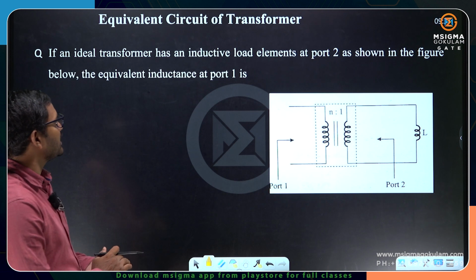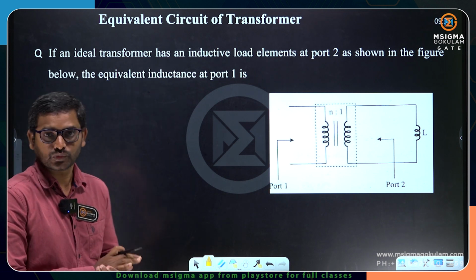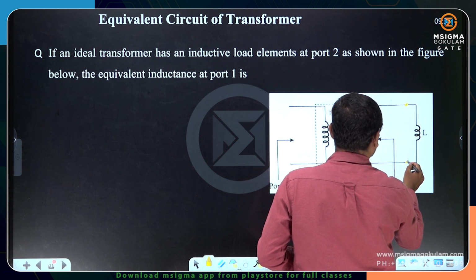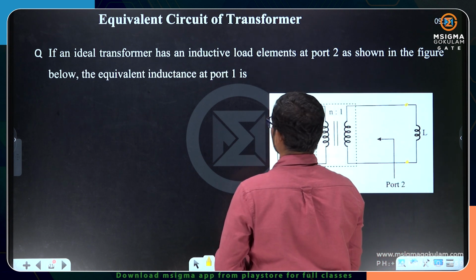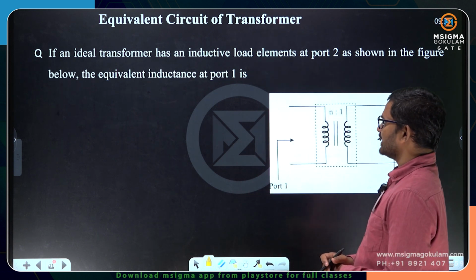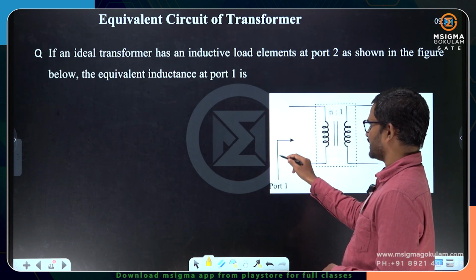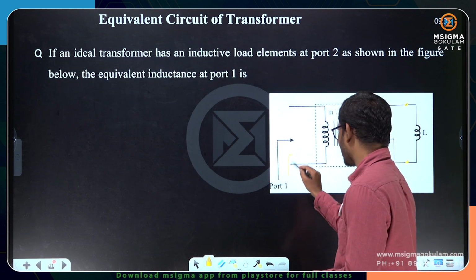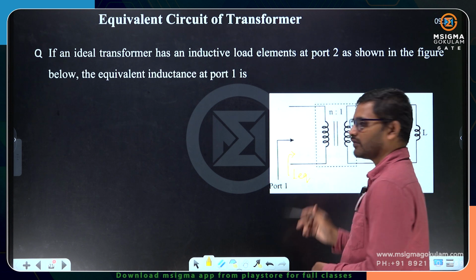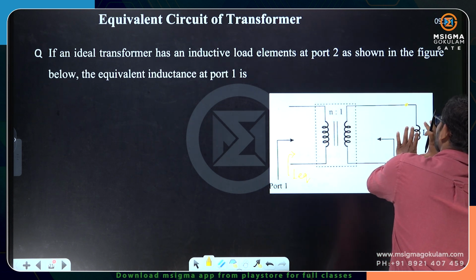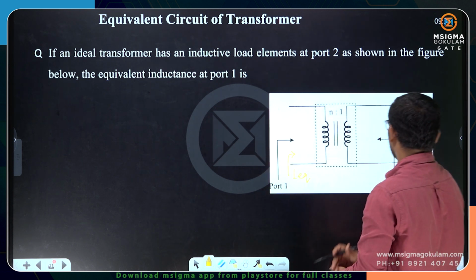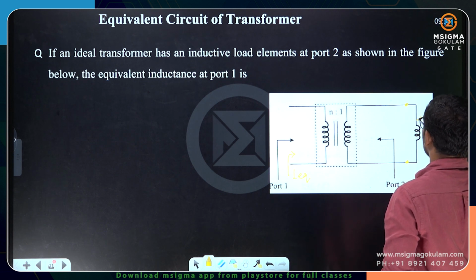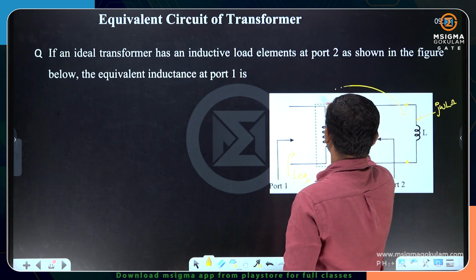So this is one more question. If an ideal transformer has an inductive load at port 2 as shown in the figure below, the equivalent inductance at port 1 is L equivalent. I wanted to calculate it. What I need to do? Simply transfer this ohmic value onto this side. What is the ohmic value? The ohmic value is j omega L ohms. Transfer this ohmic value onto the primary side.